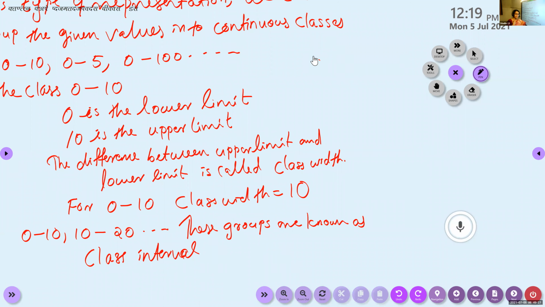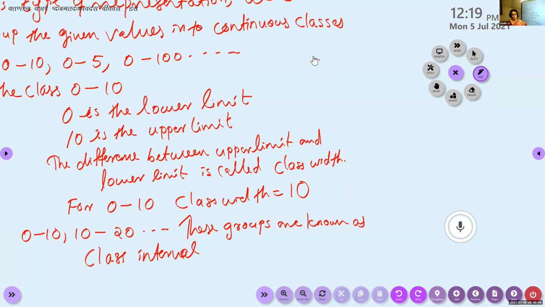The first class is 100 to 125, because maybe 100 is the least value. They are not starting with 0 to 10 or 0 to 100 because between 0 and 100 there is no value.